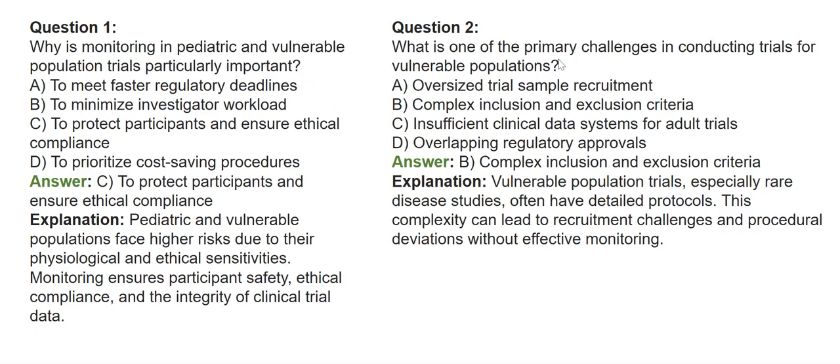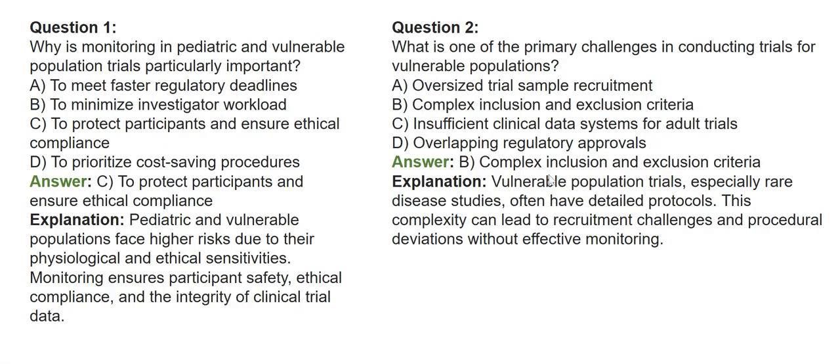Question 2: what is one of the primary challenges in conducting trials for vulnerable populations? Is it A, oversized trial sample recruitment? Is it B, complex inclusion and exclusion criteria? Mostly B, as we mentioned earlier, the complexities associated with conducting trials for vulnerable populations, right? Is it C, insufficient clinical data systems for trials for adult trials, or D, overlapping regulatory approvals?